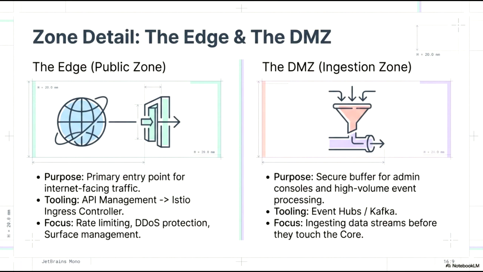Moving inward, we have the DMZ, also referred to as the ingestion zone. This zone acts as a secure buffer for administrative consoles and high-volume event processing. We utilize technologies like event hubs and Kafka here to manage data at scale. The strategic goal is to ingest and process data streams within this controlled environment before they are permitted to reach the core of our infrastructure. This separation provides an essential layer of reliability and ensures core services are shielded from direct external pressure.